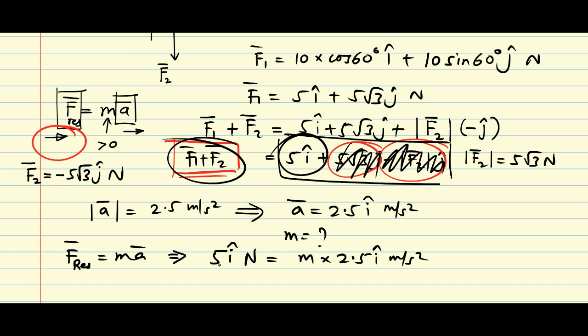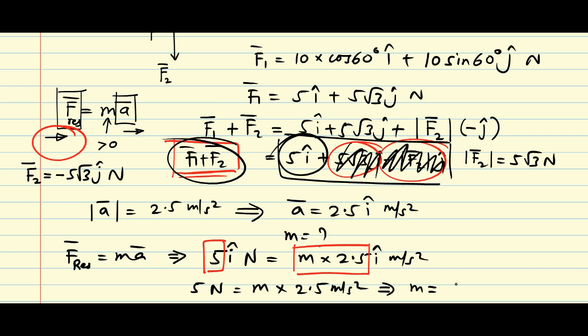Now I equate the coefficients of I cap on the left side and on the right side. They must be equal, of course. So what I get is 5 newtons equals mass times 2.5 meters per second square. You take the 2.5 to the left hand side, and the units are all in SI, so obviously the mass will turn out to be in kilograms. So mass turns out to be 5 by 2.5, and that's 2 kilograms.